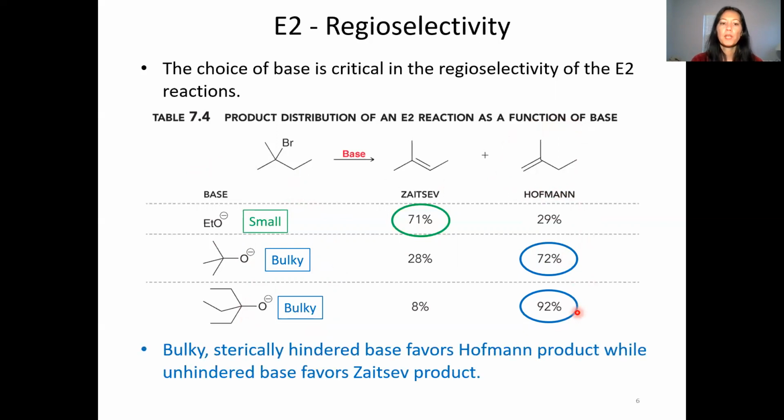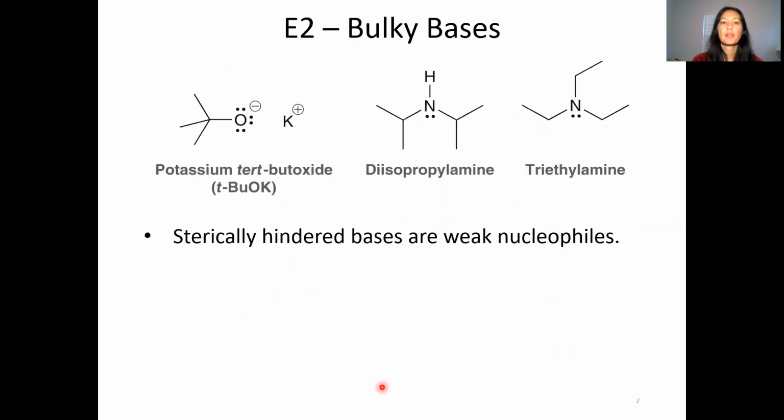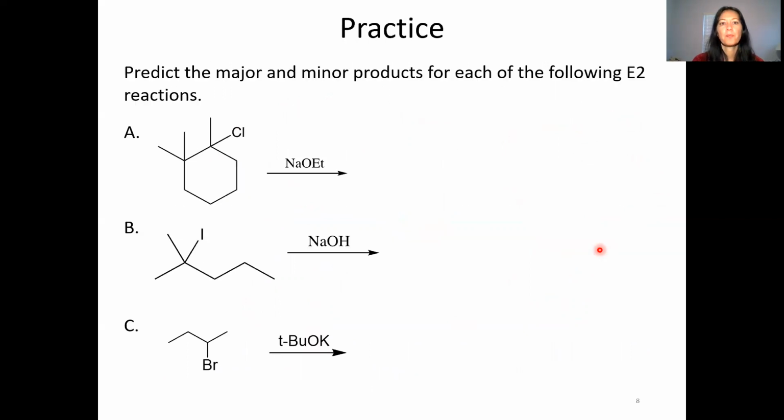So just remember, a bulky base favors the Hofmann product, while an unhindered or small base favors the Zaitsev product. Here are examples of bulky bases. If you see these, they're going to favor the Hofmann product. And sterically hindered bases, like these bulky bases, are weak nucleophiles, so you will tend to get those elimination products as opposed to substitution.